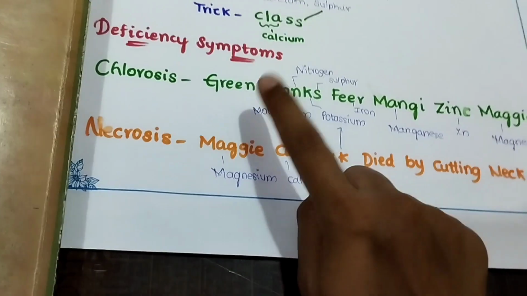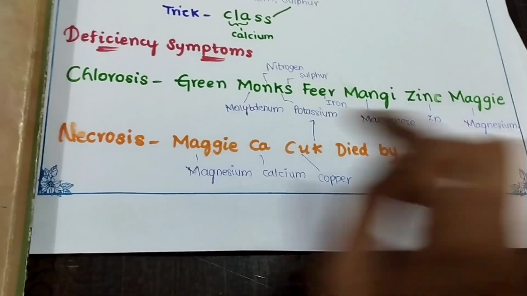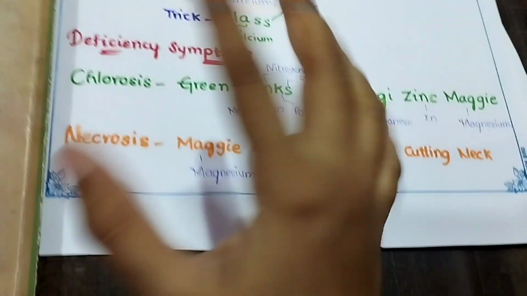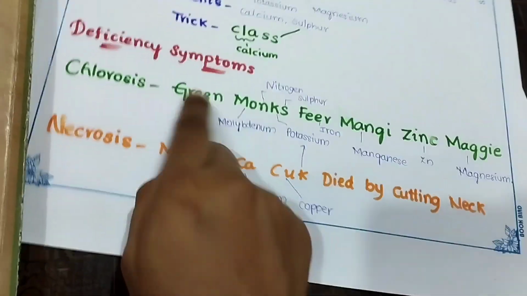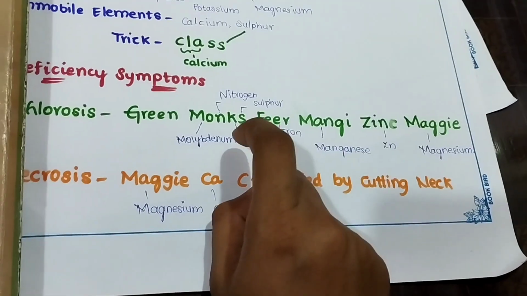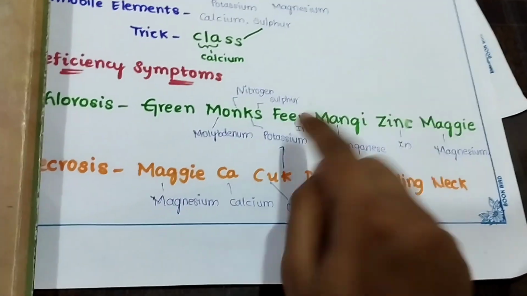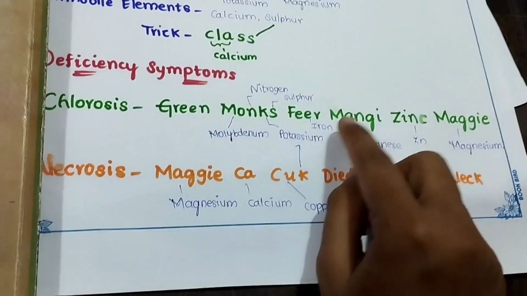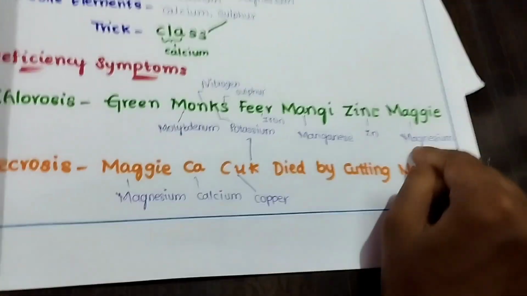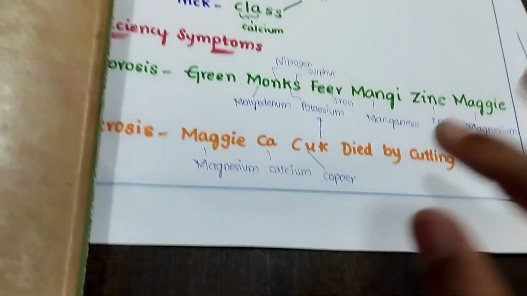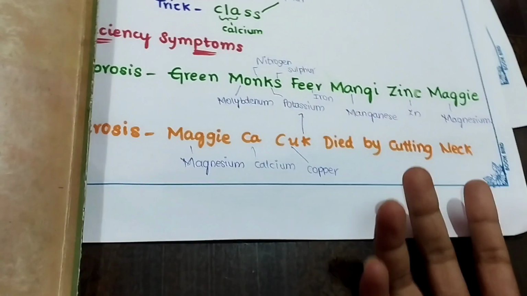Green monks, fir mangi, zinc Maggie. I mentioned green here because chlorosis means loss of chlorophyll, the loss of green color. So there is no element in this word. Monks: MO stands for molybdenum, N stands for nitrogen, K stands for potassium, S stands for sulfur. Fir, I wrote as FE-ER. Fe means iron. Mangi, manganese. Zinc. Maggie, I already mentioned, stands for magnesium. So the meaning of this sentence, green monks, fir mangi, zinc Maggie, is: green monks asked for Maggie again.